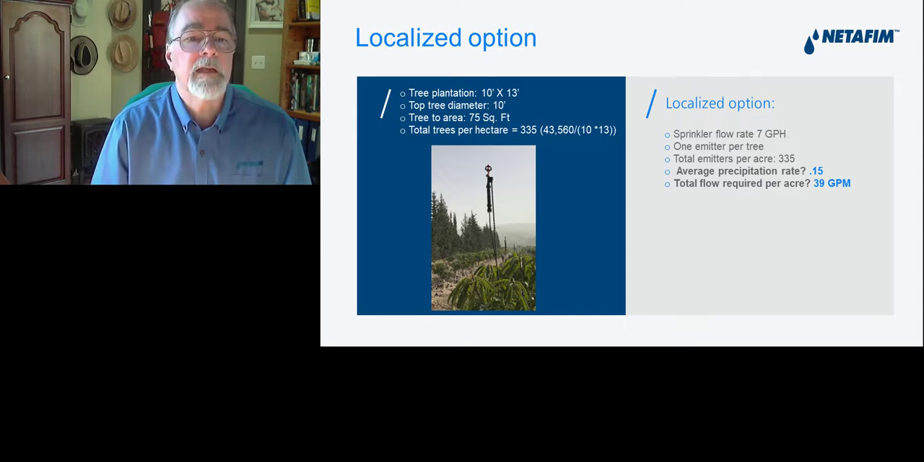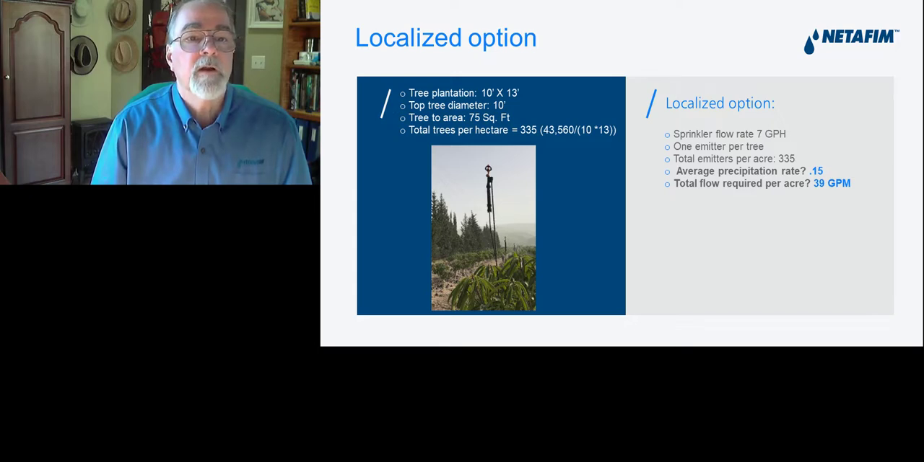In this particular case, it was a 7 gallon per hour sprinkler because of the spacing. And our precipitation rate was 0.15 inches per hour. So this is actually our higher precipitation rate, but our gallon per minute per acre is the lowest. It's 39 gallons per minute per acre. So it allows us to take a limited water supply and actually be more effective in a limited area.